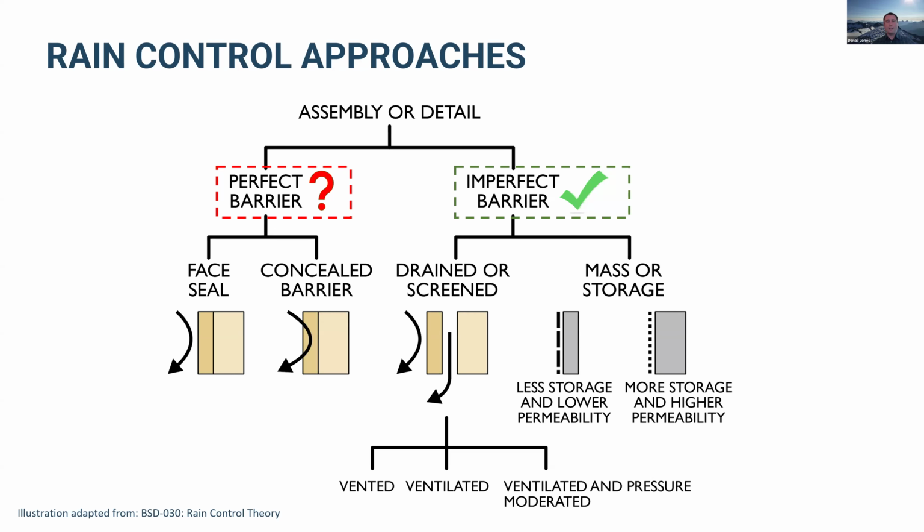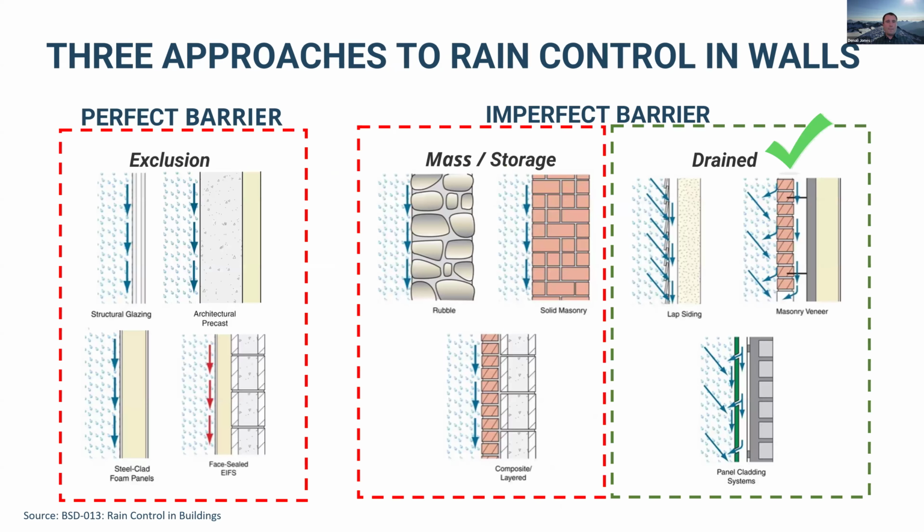This is where we get into drained or screen systems. These are rain screen systems, which we'll talk more about. Or the other option is the old school approach, which is just mass or storage systems. So these are just some examples here, right? So perfect barriers, we do actually use these quite a lot in different scenarios.